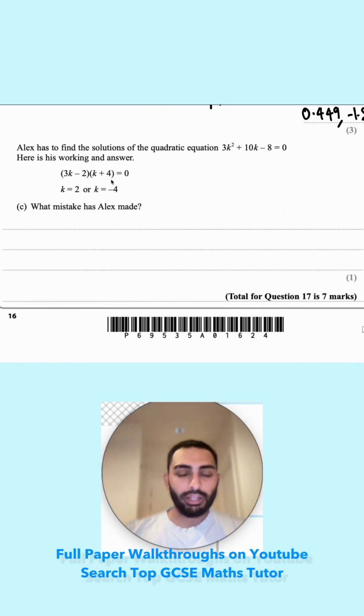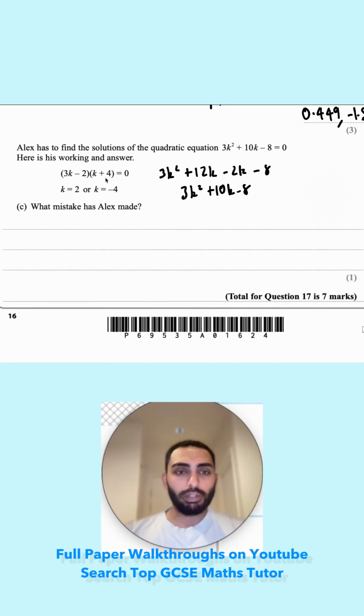So let's do 3k times by k, which is 3k squared. 3k times by 4, which is plus 12k. Negative 2 times k is take away 2k. Negative 2 add 4 is negative 8. If you combine these two together, you get 3k squared plus 10k minus 8. So he's done the first bit correctly. He has factorized it.